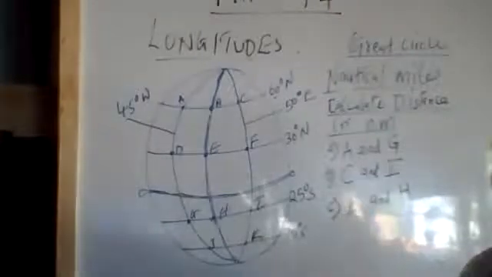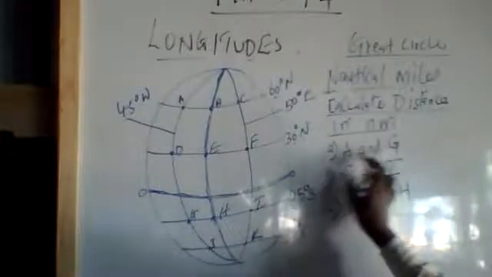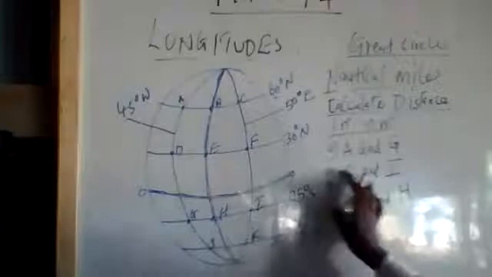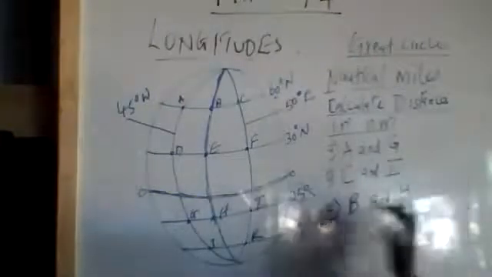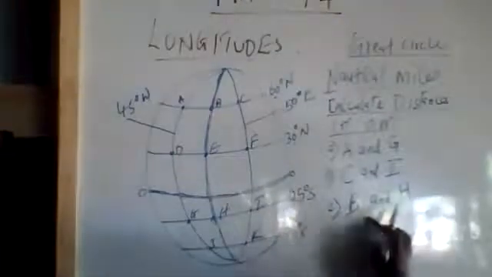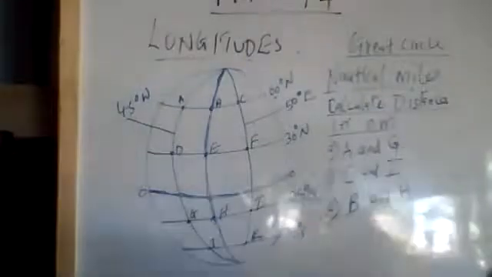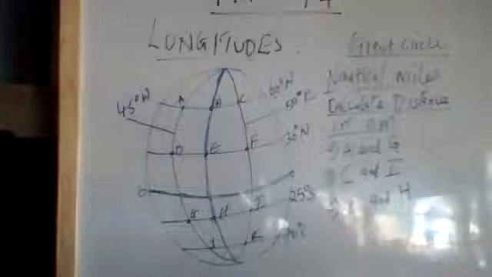Out of that now, I want you to just see what is the angle difference between A and G, and then calculate the distance in nautical miles. C and I, and then get theta, and then calculate in nautical miles. B and H, and then calculate theta and the distance in nautical miles. Who has done AG?